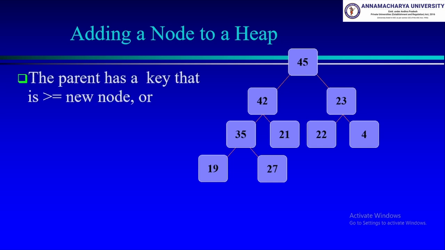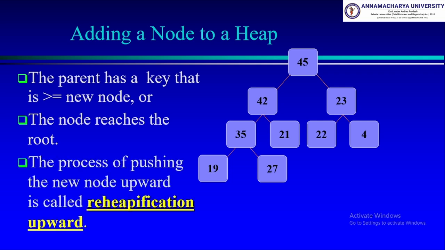So the property of a heap is that the parent has a key that is greater than or equal to the new node's key, or the node reaches the root. This property is verified after adding a new node. The process of pushing a new node upward is called reheapification upward.